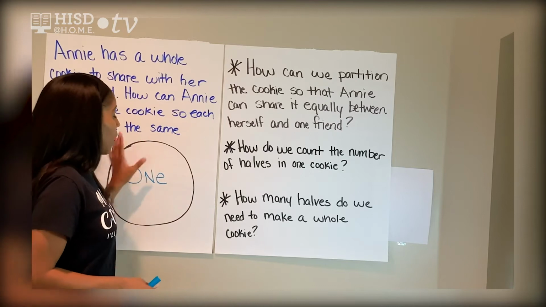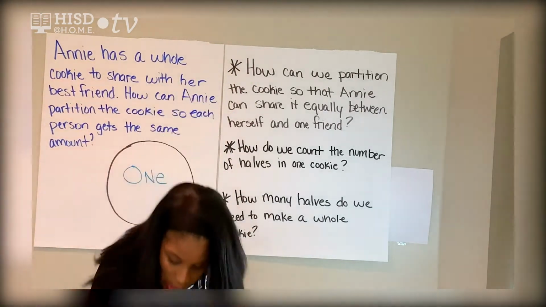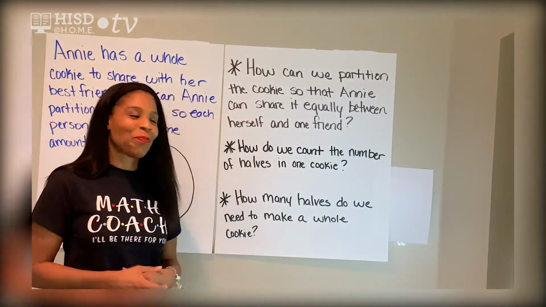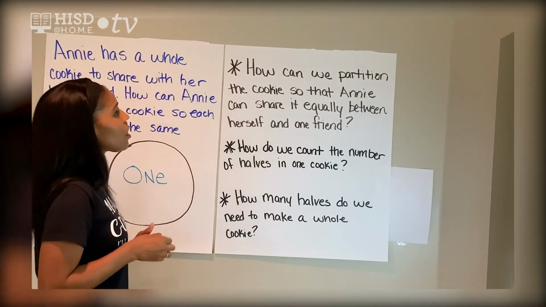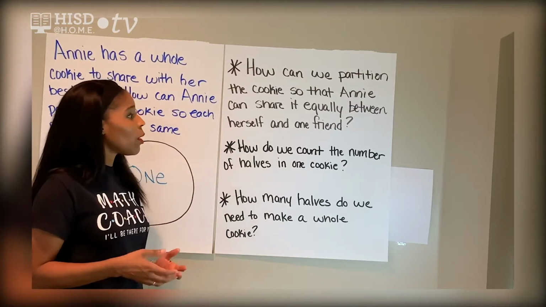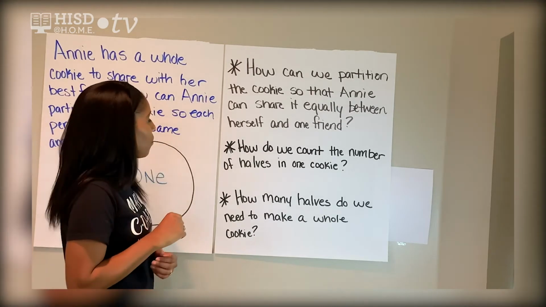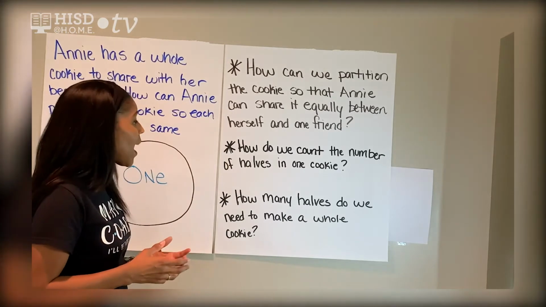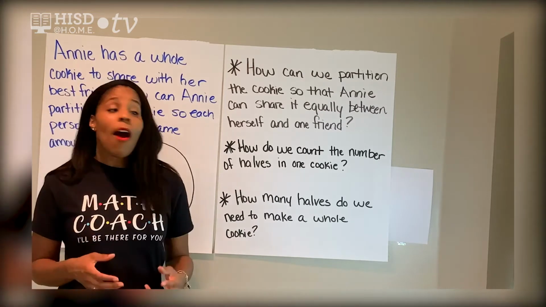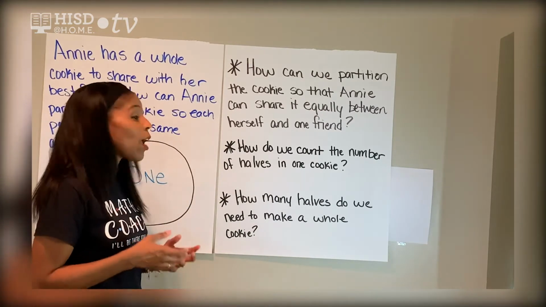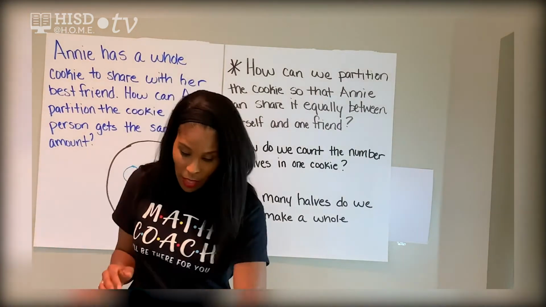While we're also labeling, there are a few questions that we're going to answer and draw out today while we're trying to solve this problem. Our first question that I want you guys to think about is, how can we partition the cookie so that Anna can share it equally between herself and her best friend? The second question, how do we count the number of halves in one cookie? The third question, how many halves do we need to make a whole cookie? So we're going to be able to solve all three of those questions.